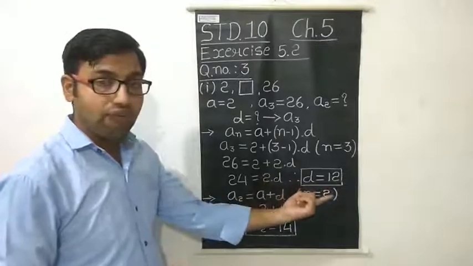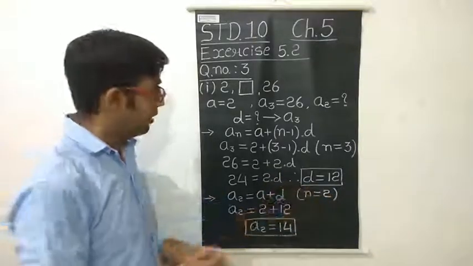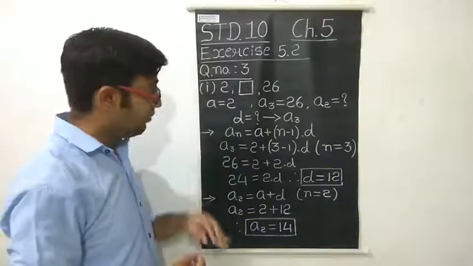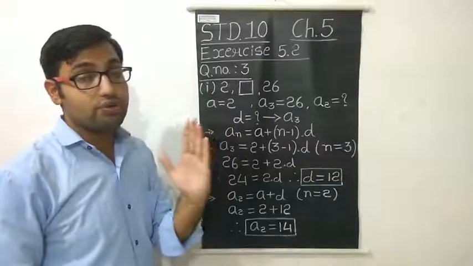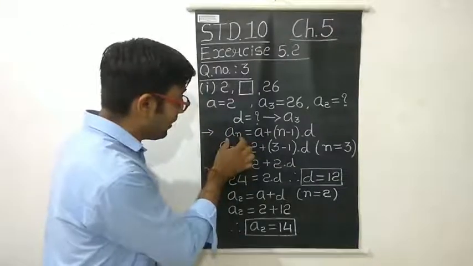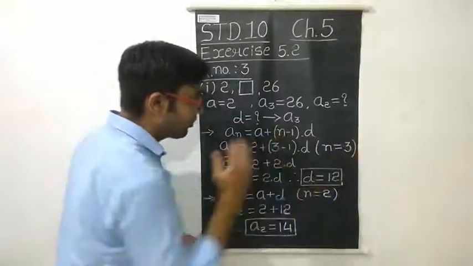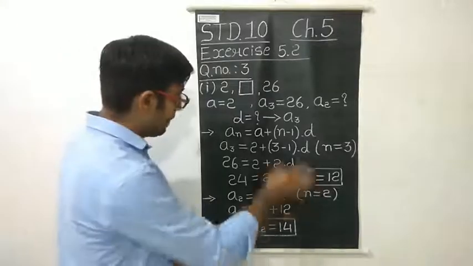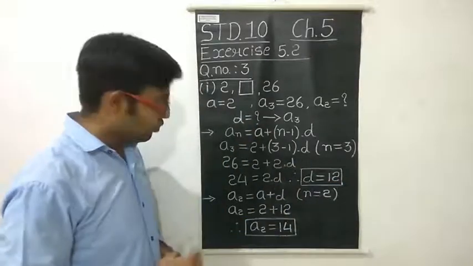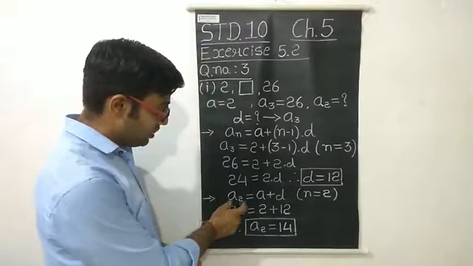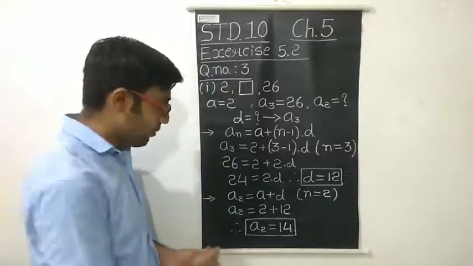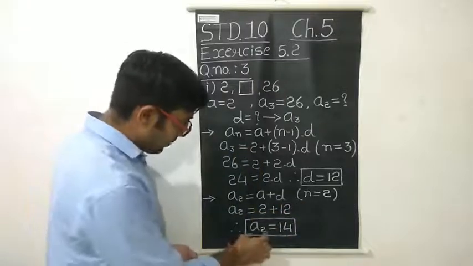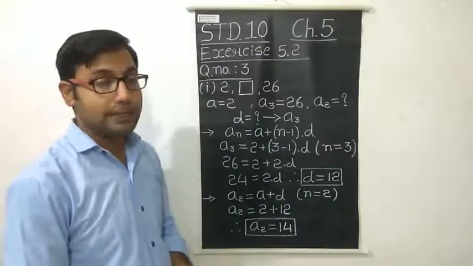So you know how we find the value of d? Using this formula. But where can we use this formula? That you have to keep in mind. For which value of n do we currently use this formula? For the third term, because the third term value we know. Now we have a and we have d. To find the second term, the second term value is a plus d. Now put the value of a, that is 2, and d, that is 12. So we get the second term value equal to 14.